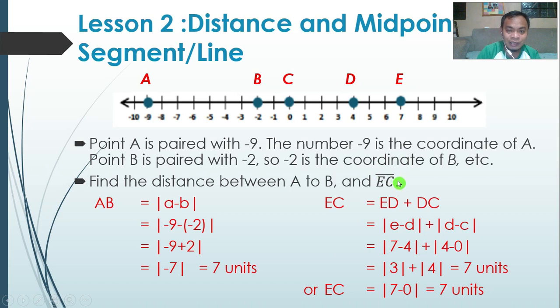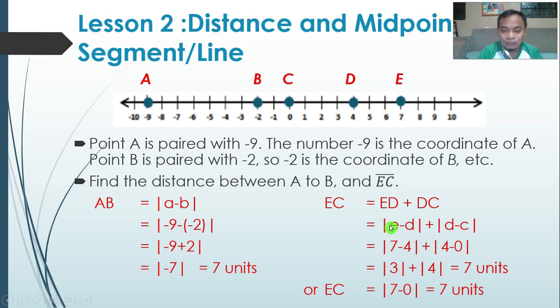Now, for EC, segment EC, the E to C. Okay? So, we can use the segment addition postulate. We have here point E, and we have here point C. So, point E to C. Meron andyan si D between E and C. So, pwede natin i-add si ED plus DC is equal to EC. Di ba? So, we're going to find the distance of E to D and D to C. Then, we'll add that one para makuha yung distance from E to C.